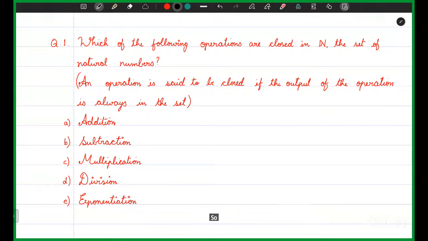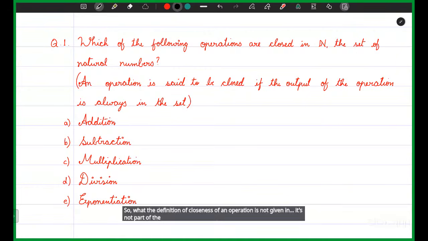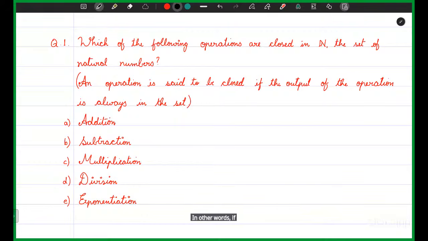The definition of closedness of an operation is not part of the syllabus, but here it is explicitly defined. An operation is said to be closed if the output of the operation is always in the set. In other words, if I take two numbers and do the operation, does the answer lie in the set? So which of the operations satisfy this property is what the question is asking for.